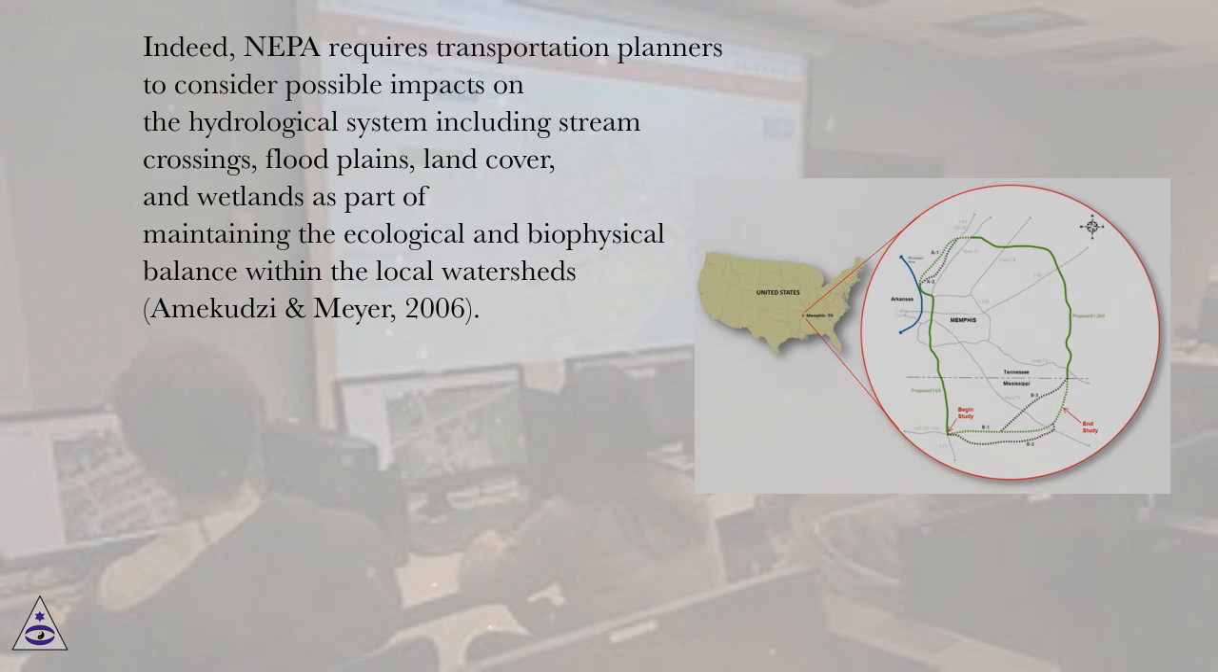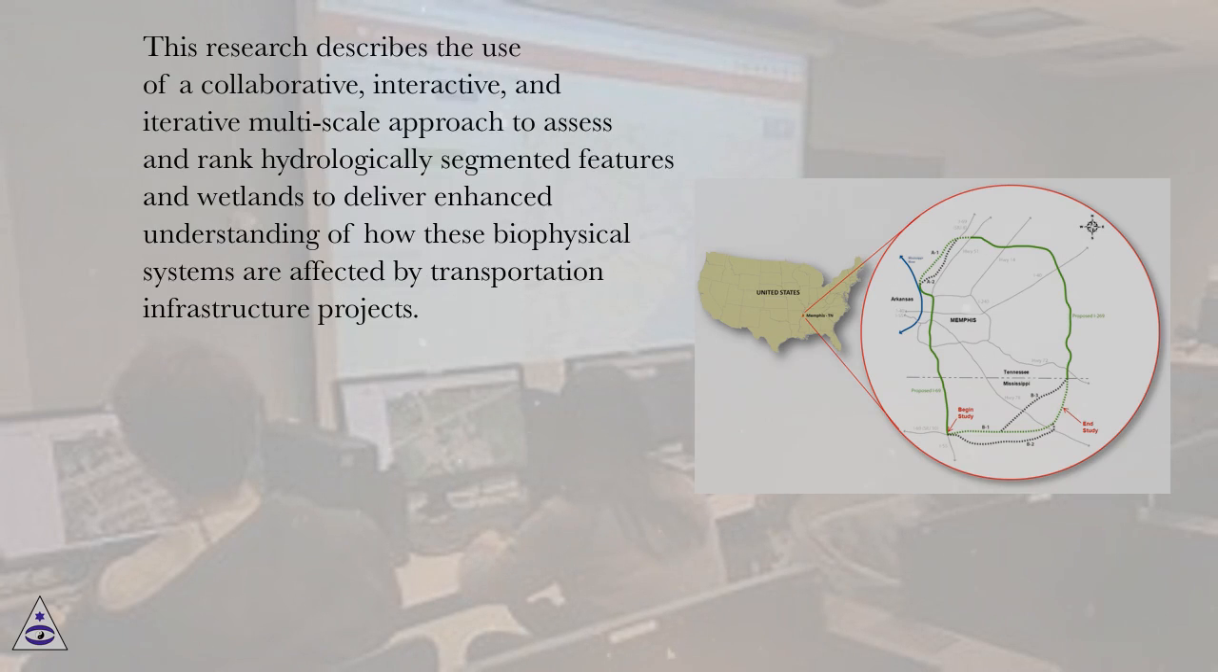Amakudzi and Meyer, 2006. This research describes the use of a collaborative, interactive, and iterative multi-scale approach to assess and rank hydrologically segmented features and wetlands to deliver enhanced understanding of how these biophysical systems are affected by transportation infrastructure projects.